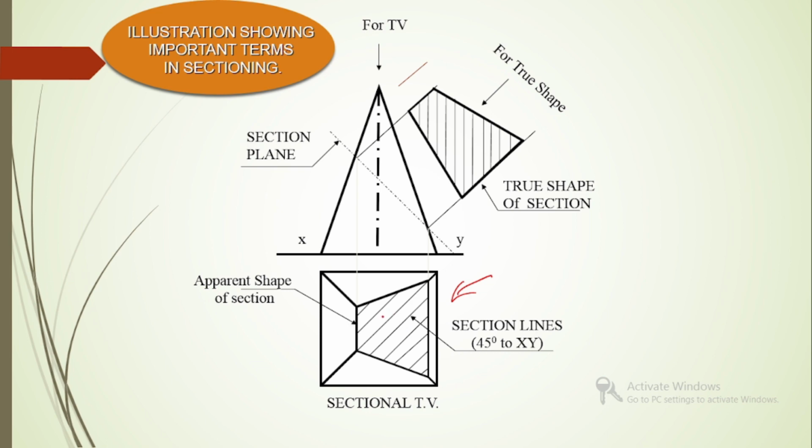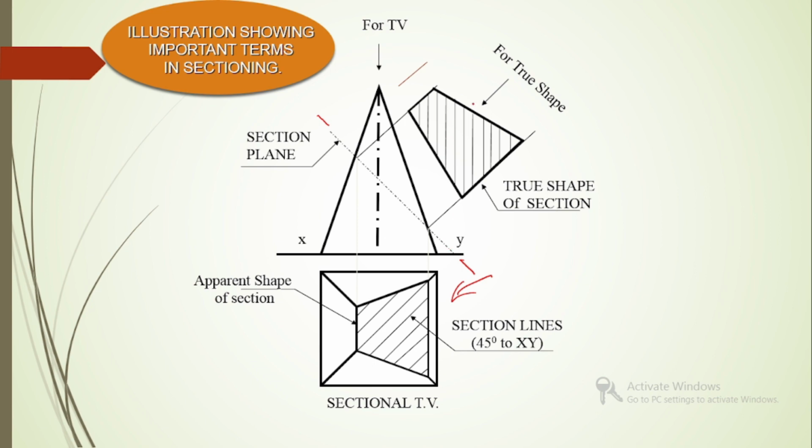And we have to represent that sectioned surface by hatching, and those section lines must be inclined 45 degree to xy line. Similarly, this is the section plane, and we must use a chain line with both ends thick to represent the section plane. And for the exact top view, you must look in such a way that visual rays must be perpendicular to xy line.